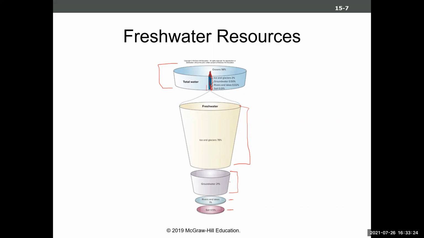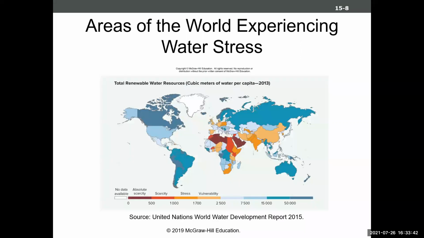We don't even have access to the 21% that's in the groundwater, right? We can't access all of the groundwater aquifers. And so, we only have access to a very small fraction of the available water that is on Earth, and only a small fraction of it is potable or available for us to use.